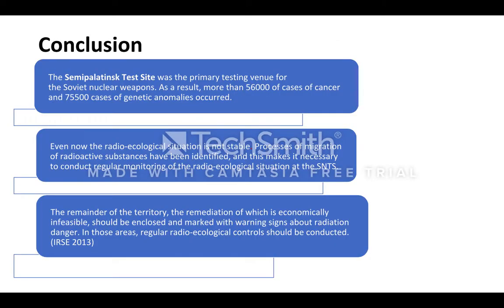Processes of migration of radioactive substances have been identified, and this makes it necessary to conduct regular monitoring of the radioecological situation at the SNTS. The remainder of the territory, the remediation of which is economically infeasible, should be enclosed and marked with warning signs about radiation danger. In those areas, regular radioecological control should be conducted.